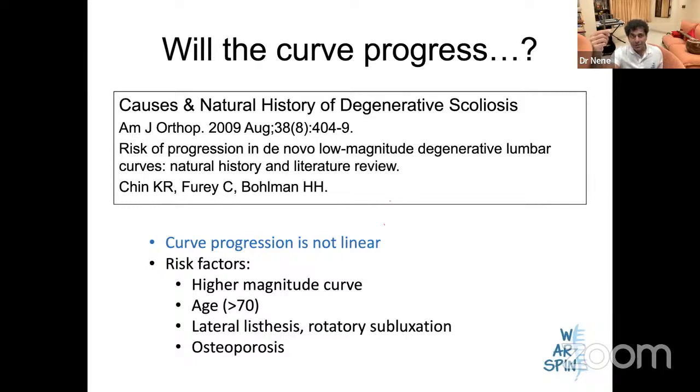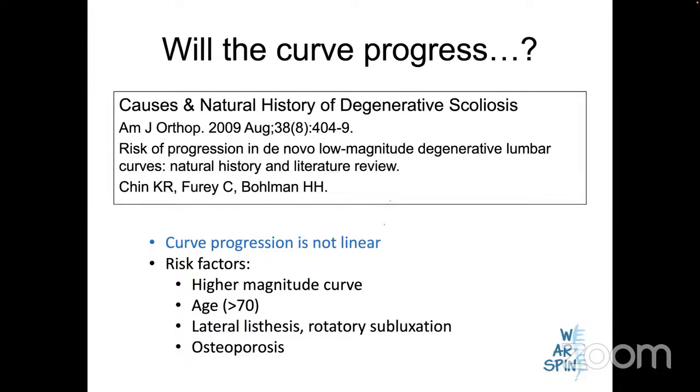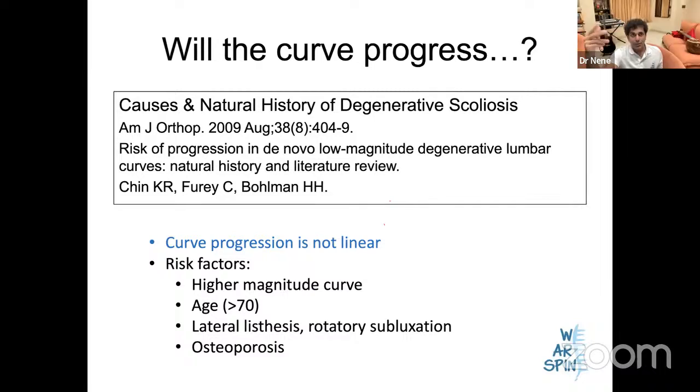So the first is a higher magnitude curve. How high? So curves that have gone over 30 degrees in Cobb angle are curves that should be considered high risk for further degeneration. Older people, because of their fragility and sarcopenia, tend to spin off faster. People with more osteoporosis because of sarcopenia tend to spin off faster.